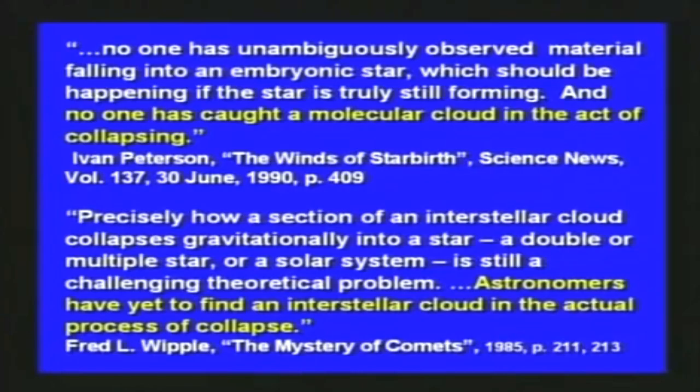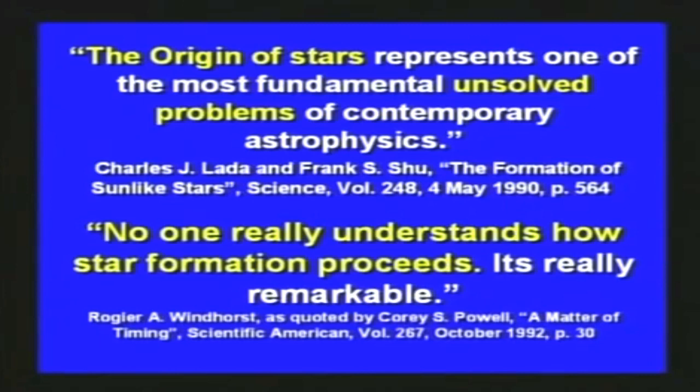No one has unambiguously observed material falling into an embryonic star, which should be happening if the star is truly still forming. And no one has caught a molecular cloud in the act of collapsing. Precisely how a section of interstellar cloud collapses gravitationally into a star, a double or multiple star, or a solar system is still a challenging theoretical problem. Astronomers have yet to find an interstellar cloud in the actual process of collapse. The origin of stars represents one of the most fundamental unsolved problems of contemporary physics. This guy said, no one really understands how star formation proceeds. It's really remarkable. Nobody knows how this happens.